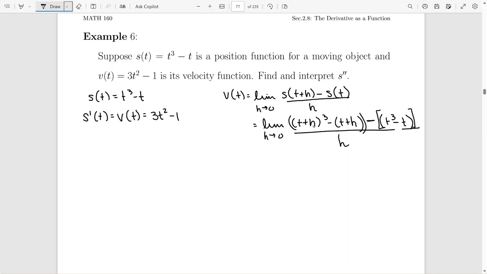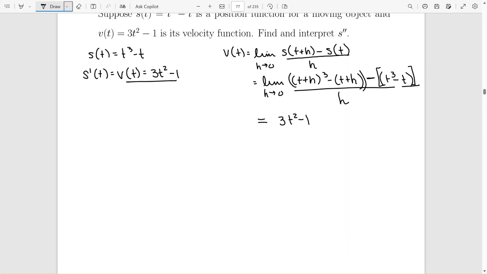Because now you're going to have to take t plus h times t plus h times t plus h, subtract the t plus h, and then subtract the t cubed minus t, divide it by h, factor out the h, cancel the h's. Ultimately, what you would get would be 3t squared minus 1. That's why they're giving you the velocity, so you don't have to go through all that algebra. All right. The second derivative of position is the derivative of velocity. And the derivative of velocity is called acceleration.